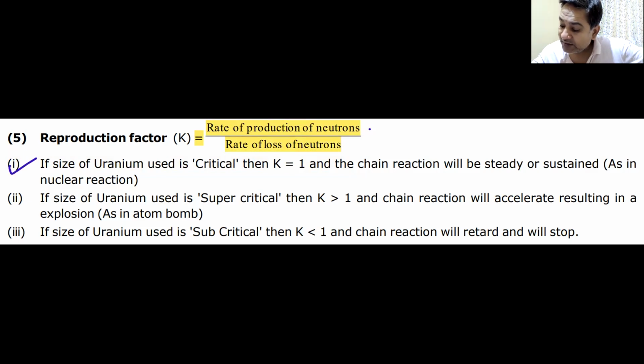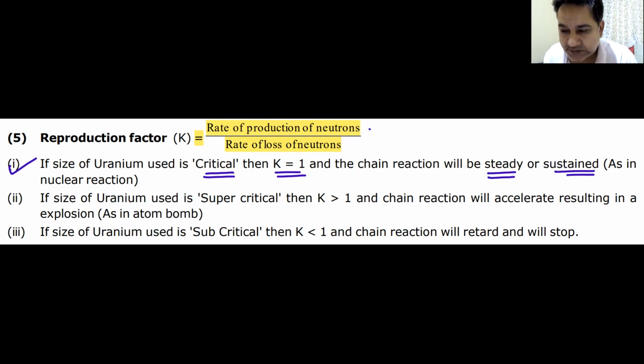Obviously, if the size of the uranium is exactly critical, we say that the nuclear reaction is critical. The value of K is 1. Whatever neutrons are lost, the same number of neutrons are produced. Then the chain reaction will be steady or sustained. This is what we need for the successful running of a nuclear plant.